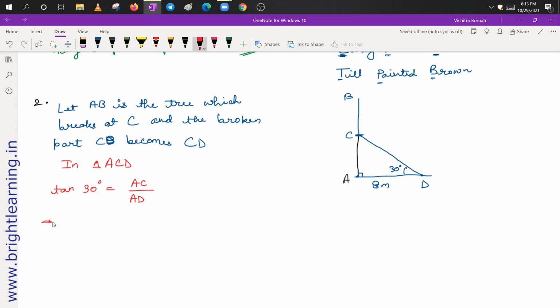Now the value of tan 30 degree, what is the value of tan 30 degree? 1/√3. Okay, 1 upon root 3. So tan 30 degree, it is 1 upon root 3. Length of AC we have to find, and length of AD is given, that is 8 meters. So from here AC we will get 8 upon root 3. Okay, 8 upon root 3. So this is the length of AC.